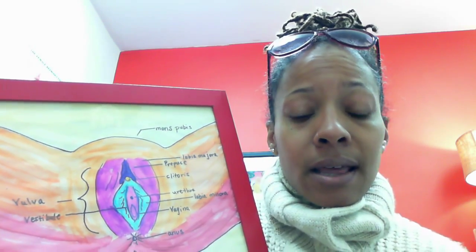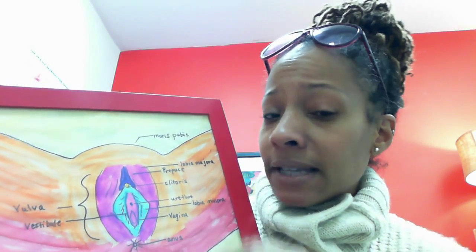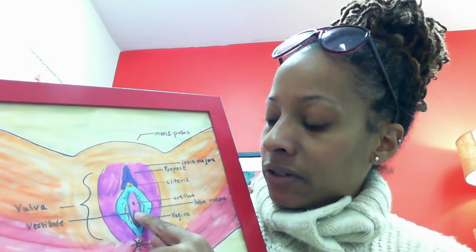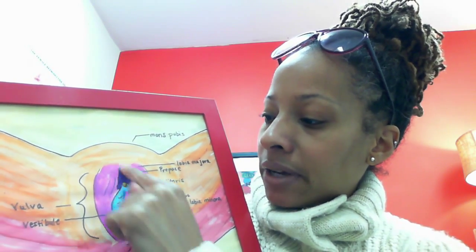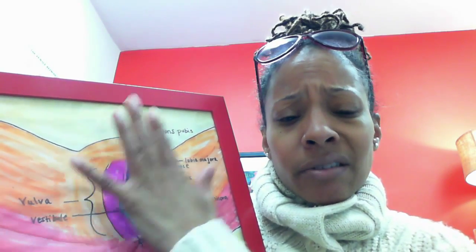Now within the labia minora, we have the area called the vestibule. And the vestibule has in it the urethra. And the urethra is where urine comes out of. And then we have the vagina. And then we have the anus down here. So this entire area here is called the vulva. And everything at the external genitalia, this whole area is called the perineum, right?